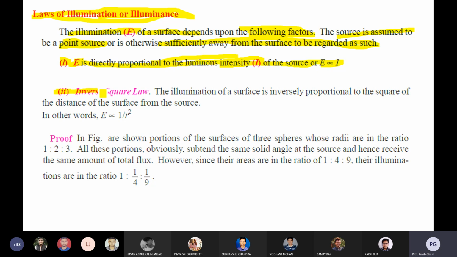Number two is the inverse square law. What is the inverse square law? The illumination of a surface is inversely proportional to the square of the distance between the surface and the source. So you can directly say E is proportional to 1 by r square. It is simple. The illumination of the surface is inversely proportional to the square of the distance of the surface from the point source.